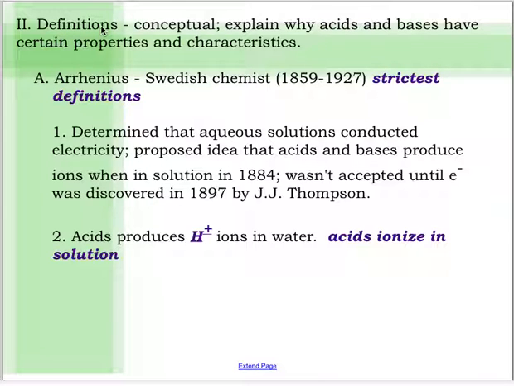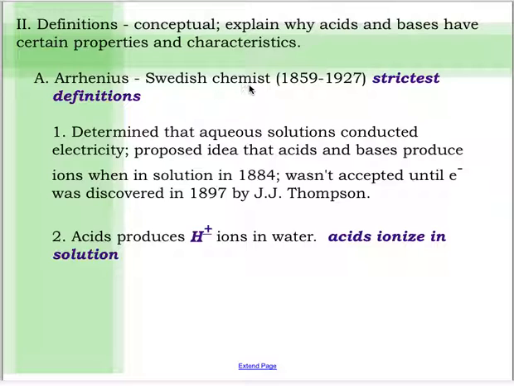So, all definitions of acids and bases are conceptual, and it's basically determined by how far you want to think acids and bases exist. So the very first definition we're going to talk about is called the Arrhenius definition.